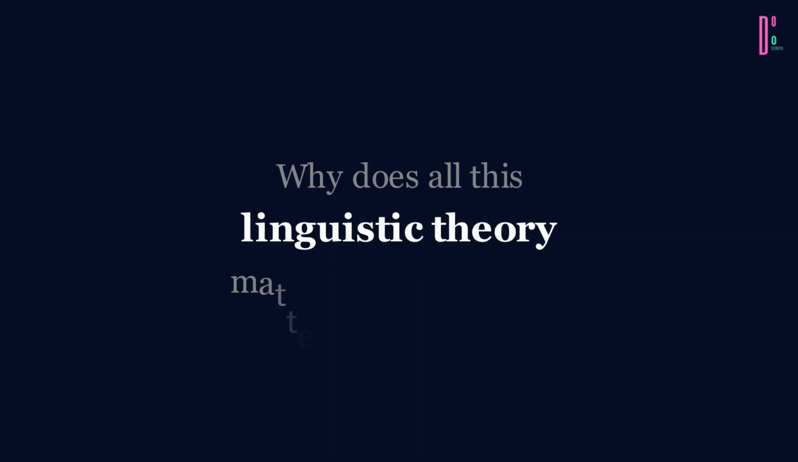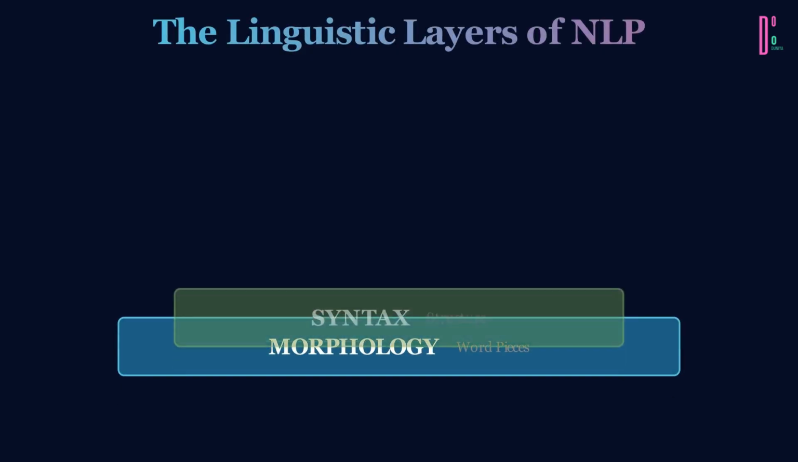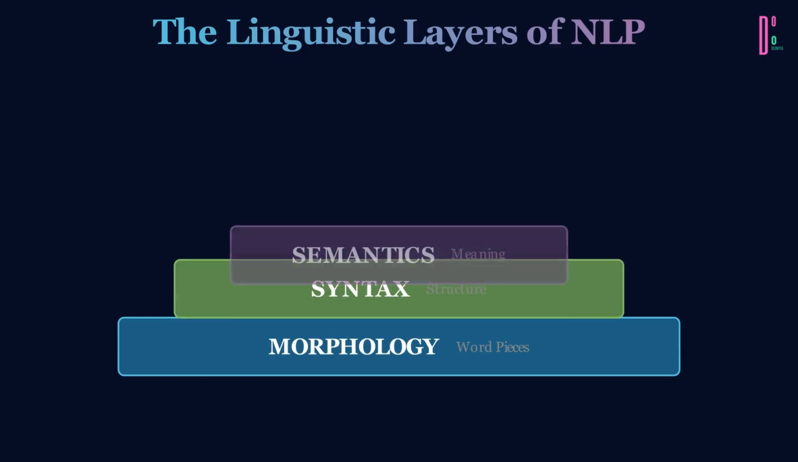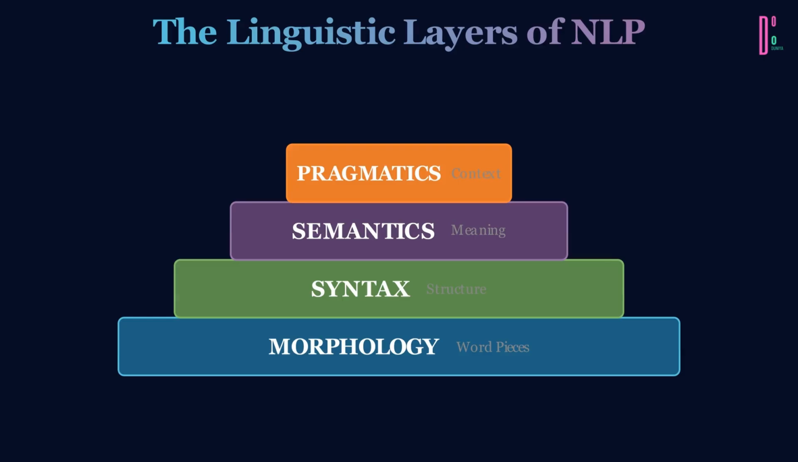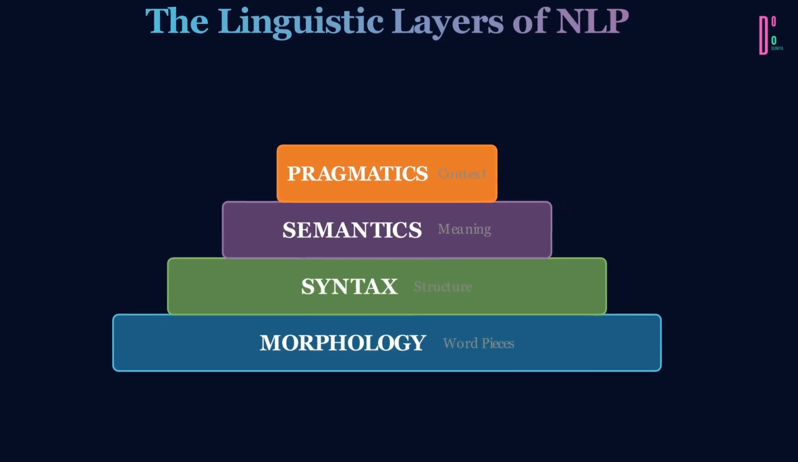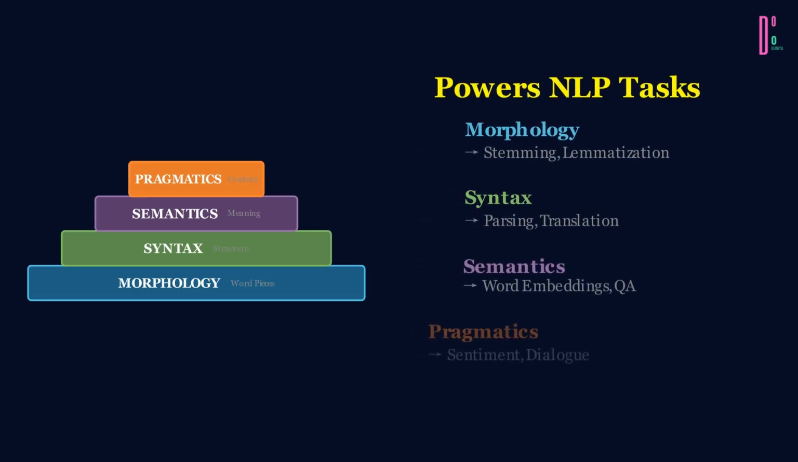So why does all this linguistic theory matter for building AI? Because every NLP task relies on these layers. Morphology helps with stemming and lemmatization, reducing words to roots, handling languages with complex word formation, reducing vocabulary size for neural networks. Syntax powers dependency parsing, understanding who did what to whom, question answering, extracting the right information, machine translation, restructuring sentences across languages. Semantics enables word sense disambiguation.